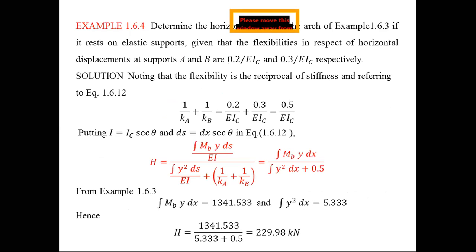Next question: if the arch rests on elastic supports, the stiffness of the elastic supports A and B is given as 0.2 by AE and 0.3 by AE. They are given by the examiner. Then you calculate the horizontal reaction. In the previous problem the arch is not resting on elastic supports, only yielding of supports. So it will show the horizontal reaction is more than that. Which one is better?